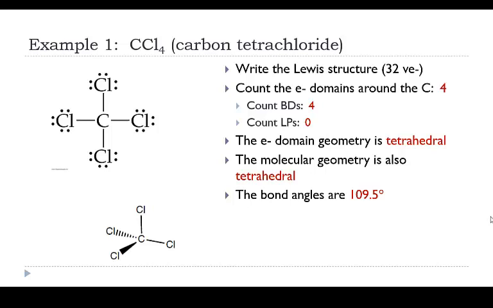Since all of the electron domains are bond domains, the molecular geometry is also tetrahedral, and the bond angles are 109.5. At the bottom you can see the picture of the molecule with the wedge showing the bottom chlorine coming out at you and the one on the left going back into the plane.